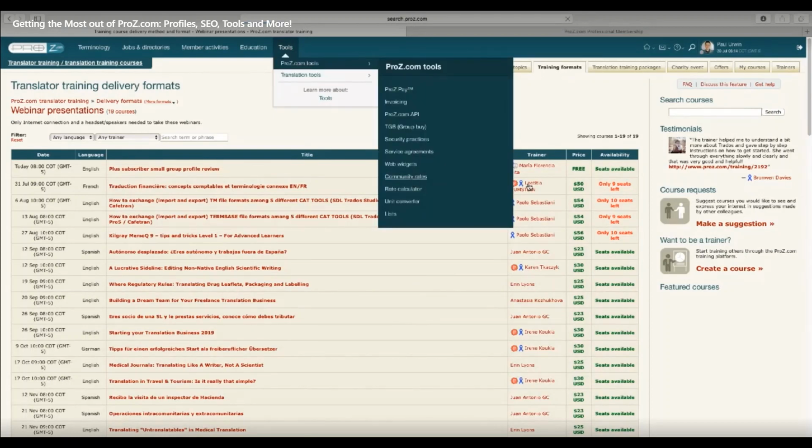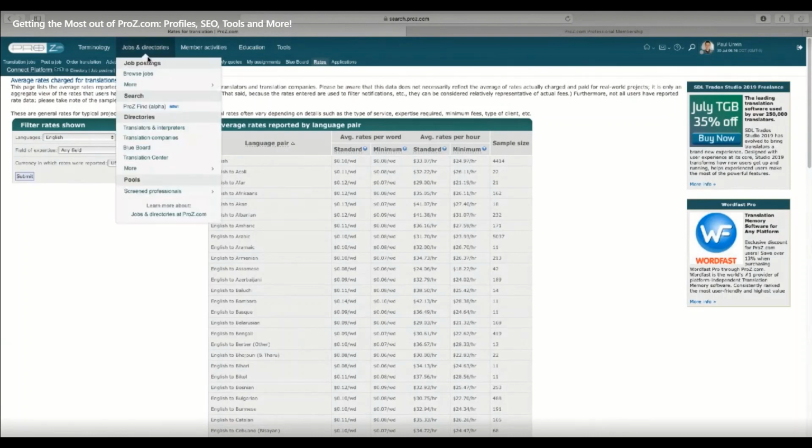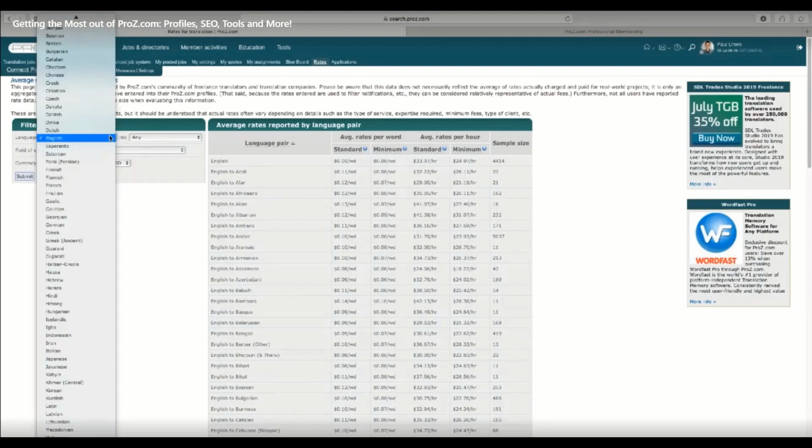This is really interesting because, as we all know, rates are so important. Everyone is very concerned and very interested about rates. So this is quite an interesting part of the website to check out. So it shows you average rates charged for translations. This page lists the average rates reported by Proz.com's community of freelance translators and translation companies. Please be aware that this data, okay, is not necessarily absolutely perfect, but it gives you a really, really good idea. So let's have a look here.